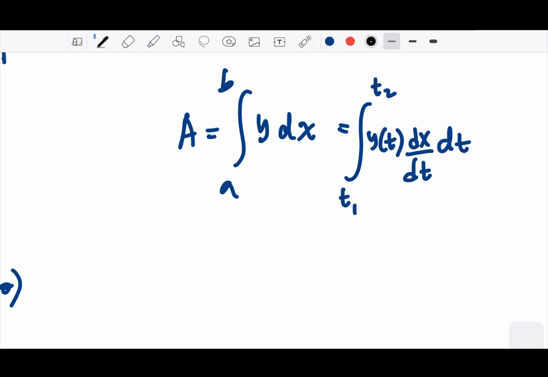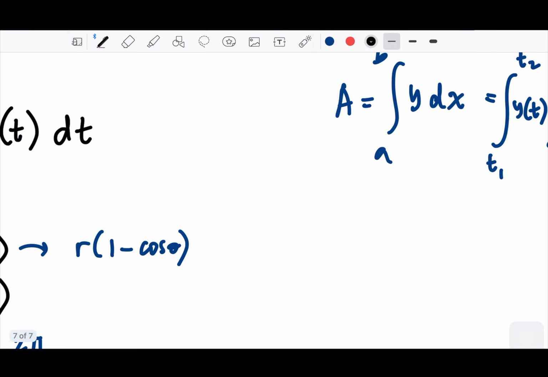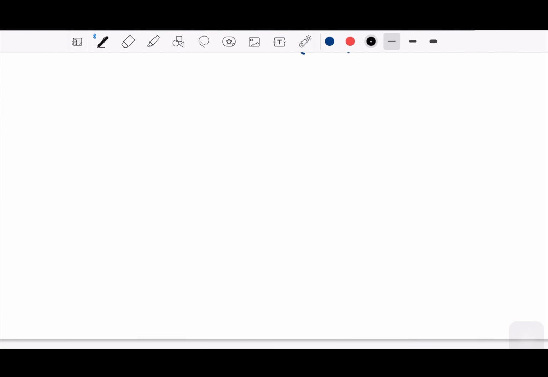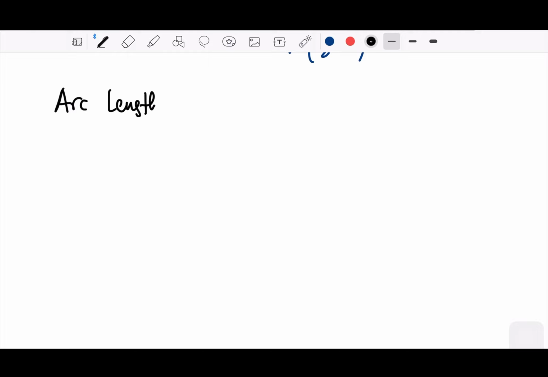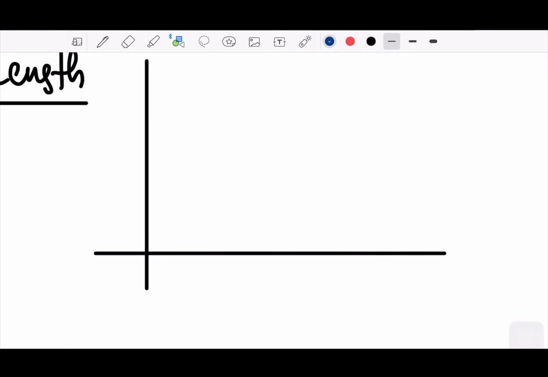Okay, I think we can go to the next one. So basically, I will have a little bit of review for some of calculus 1. Next one is the arc length. Let me just go draw some random curves.